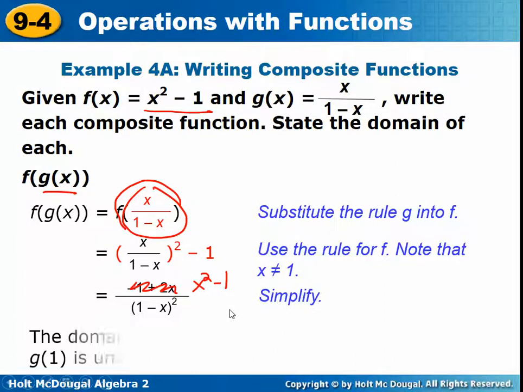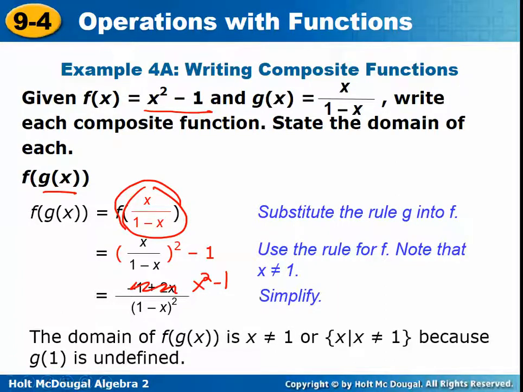You also have to say what the domain cannot be. You cannot let either part of this have the denominator equal to 0. So you can't let x be 1, because if it was, you'd have 1 minus 1 or 0 for the g of x. So x can be any real number except x cannot be equal to 1, because then you would have an undefined value.